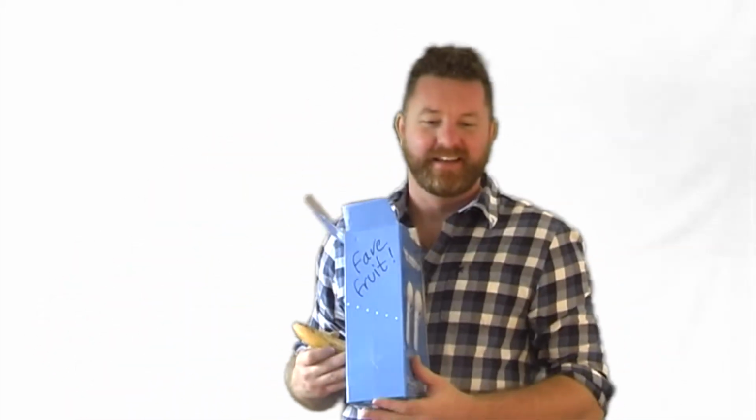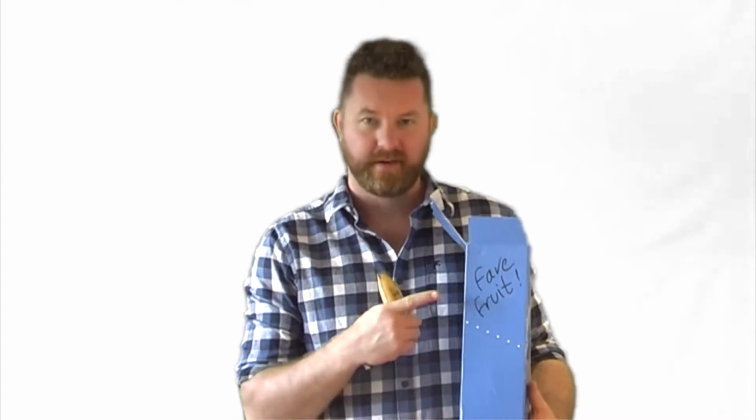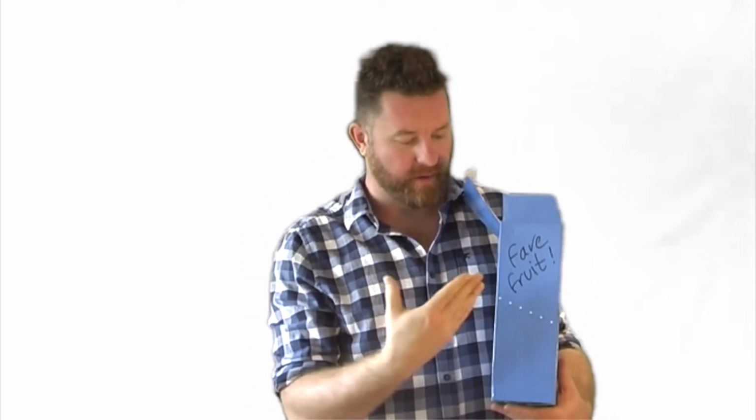Da-ding! Here is a box. And let's say this is a variable called favourite fruit. It has the name written right there. And here is my favourite fruit, a banana. The happy fruit. Now I'm going to assign this value to this variable by putting the value in the box. Now whenever I call favourite fruit, the value it will give me is banana.